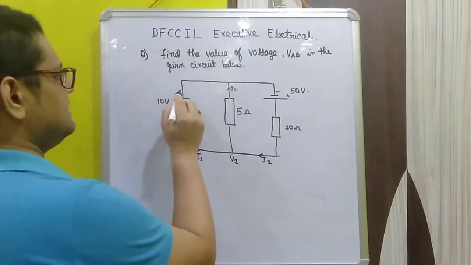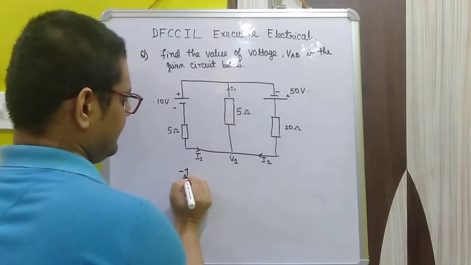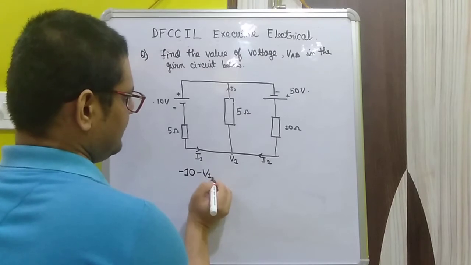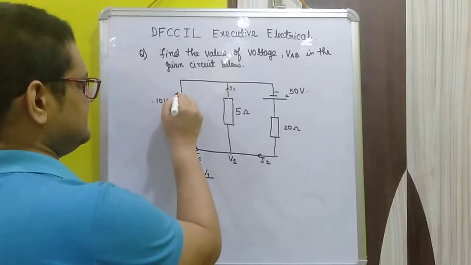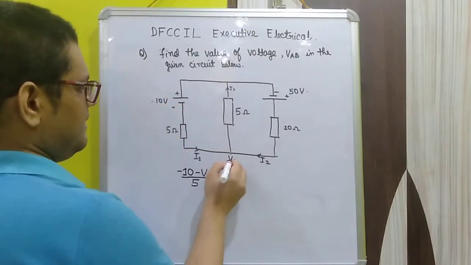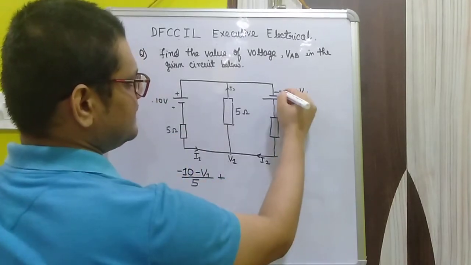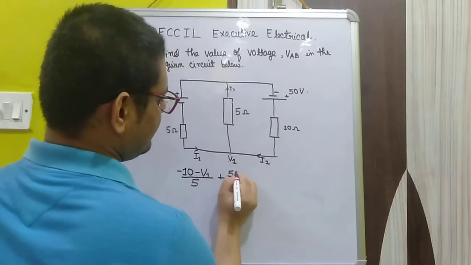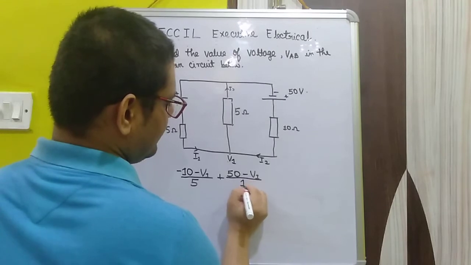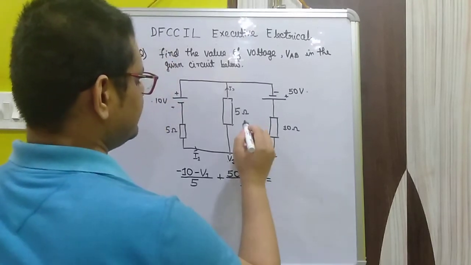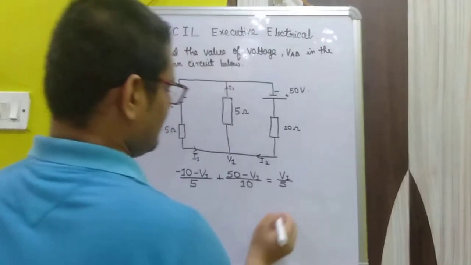As you can see, this is positive and this is negative, so it will be negative: minus 10 minus V1 divided by 5, where 5 is the resistance. Plus, this one becomes positive: 50 minus V1 divided by this resistance, which is 10 ohm, is equal to V1 divided by 5. I hope it's very easy.